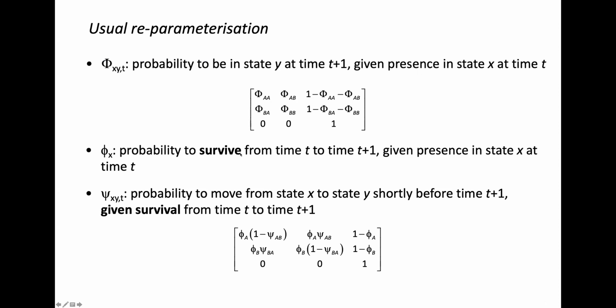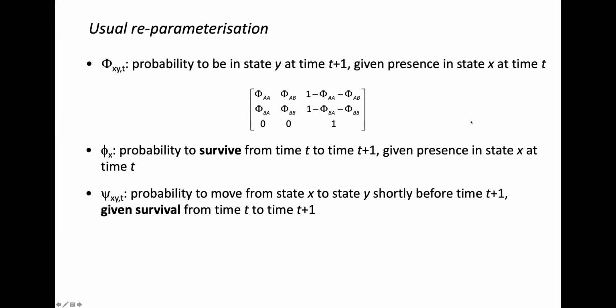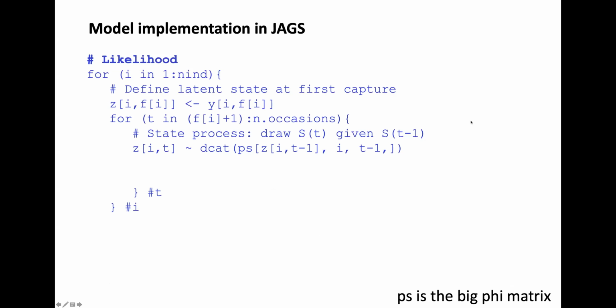The one with, hang on. That's this matrix, right? This omega matrix. I call it omega or big phi, whatever. And so we're going to pick a row in this matrix, and that's going to be the vector of our categorical distribution. And which row? The row given by the state at the previous occasion. So it's the z at time t-1. Okay. So if it was alive in site A, it's going to be the first row. So it's going to pick the first row in this matrix PS that we will build in a minute.